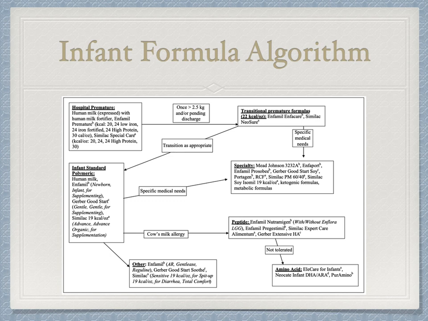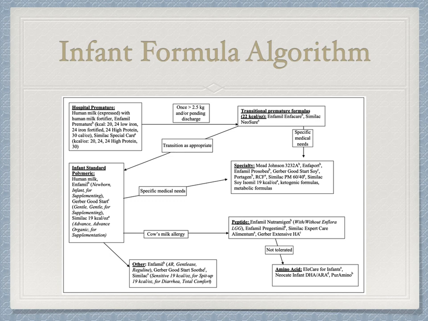SimM6040 is also a renal formula. Soy Isomil, 19 cal per ounce, in your ketogenic and your metabolic formulas, and those are very specialized. For cow's milk allergies or presumed allergies, you have Nutramigen, Progestamil, and Alimentum in Gerber Extensive HA. These all have a protein hydrolysate where they've taken the milk protein and removed the whey and partially broken down the casein. Other components are also broken down as well.